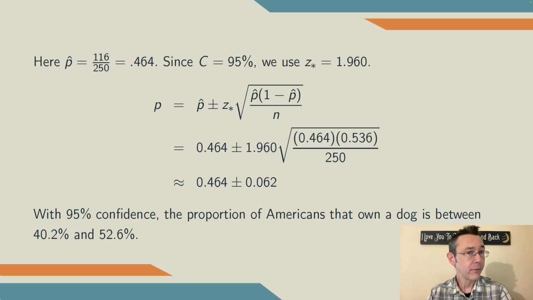So with 95% confidence, the proportion of Americans that owns a dog is between 40.2% and 52.6%. And I got those numbers by taking 46.4% and subtracting 6.2%, and then doing 46.4% plus 6.2%.